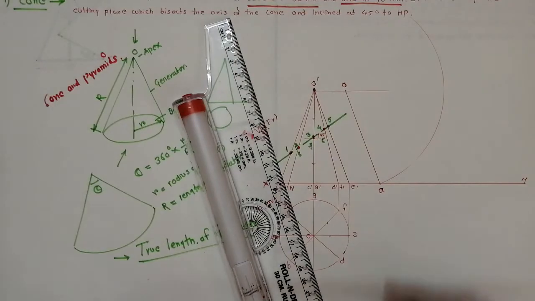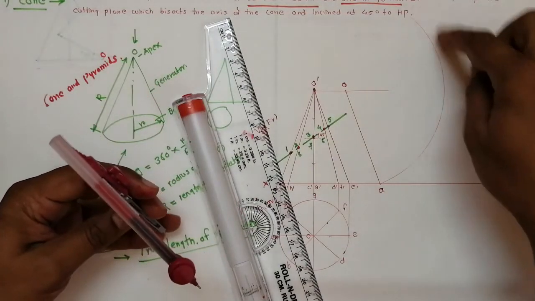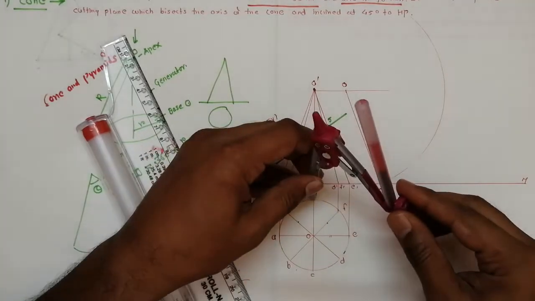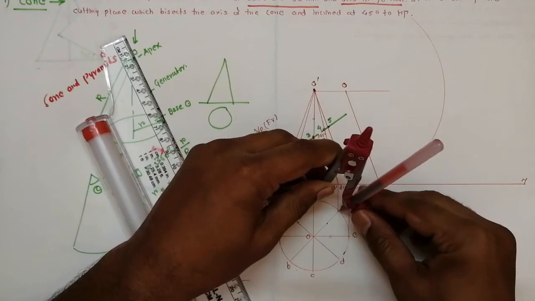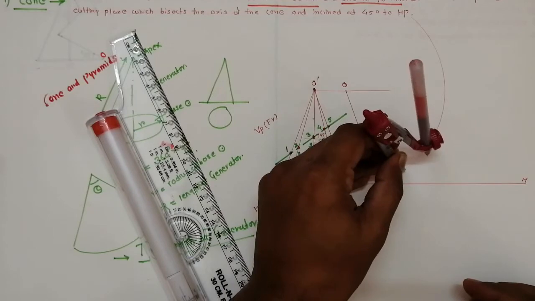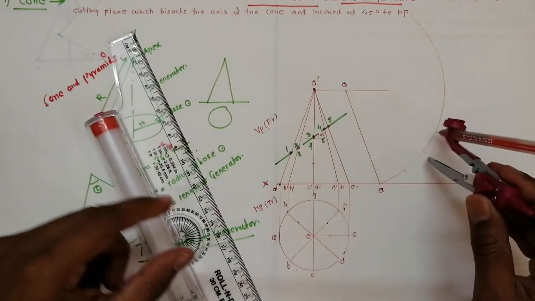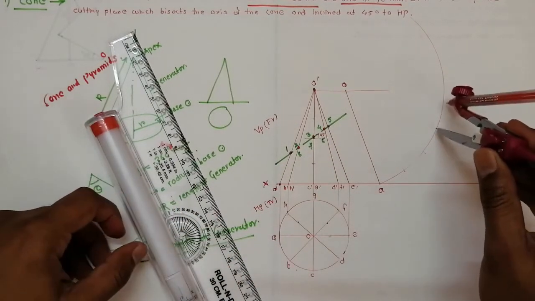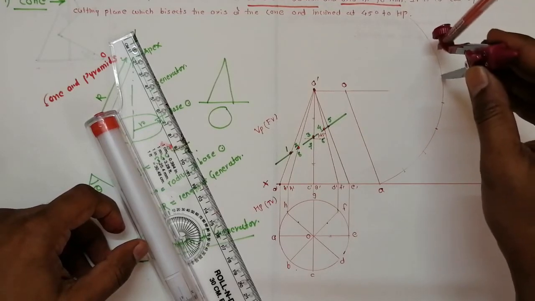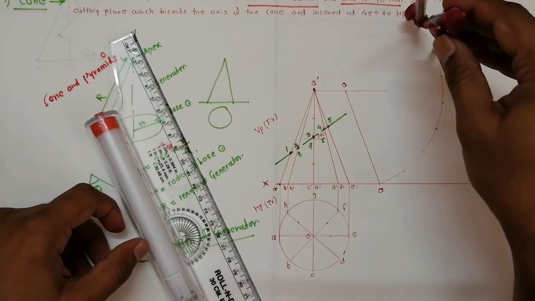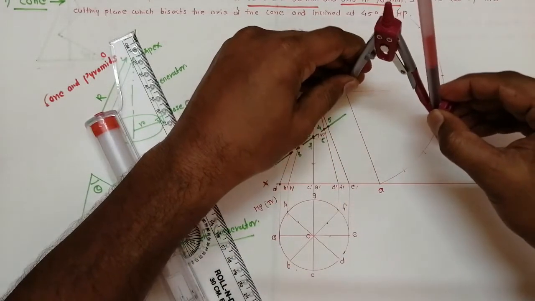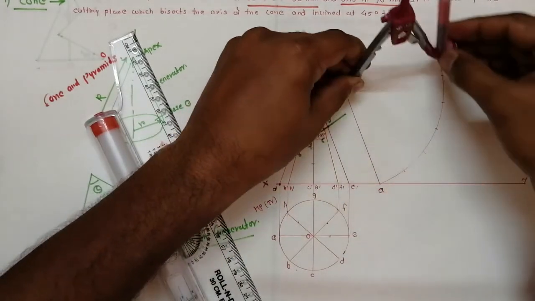Now, into how many divisions do we have to divide this arc? We have divided the circle into 8 parts. So you take the arc distance of the circle, and then divide it: 1, then this is 2, this is 3, 4, 5, this 6, 7, and here comes the 8. So we have divided that into 8 divisions.